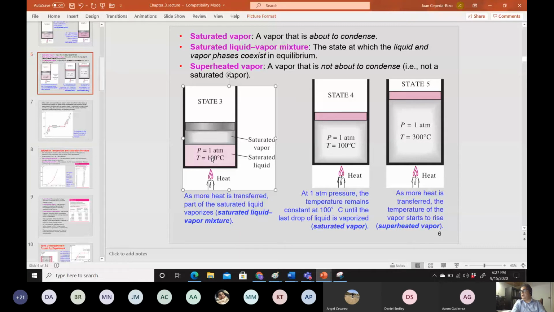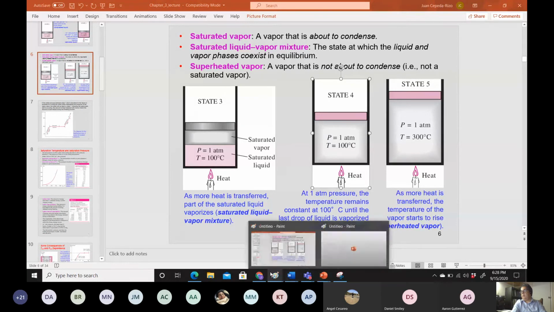All right. State 4 is an endpoint. Basically, it's on the curve. State 4 is on the curve. It's right before you start to go into superheated vapor. All right. Very cool.